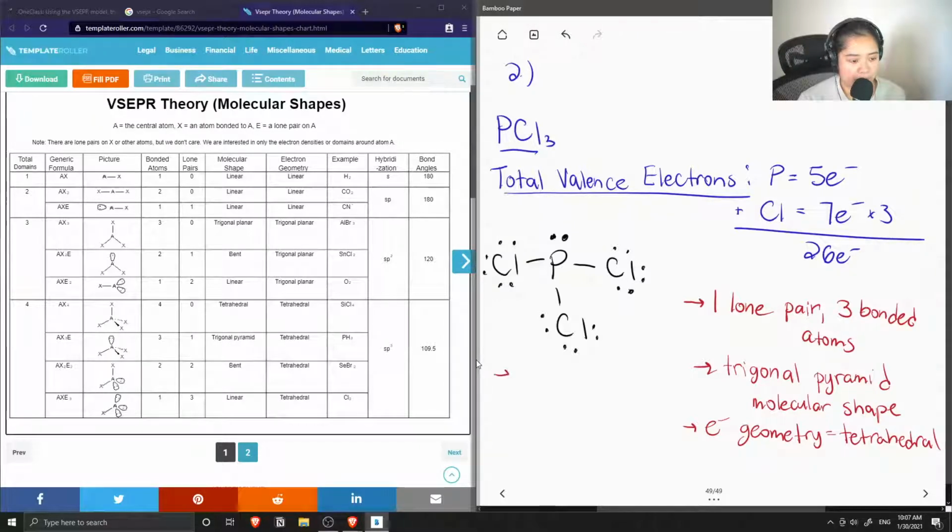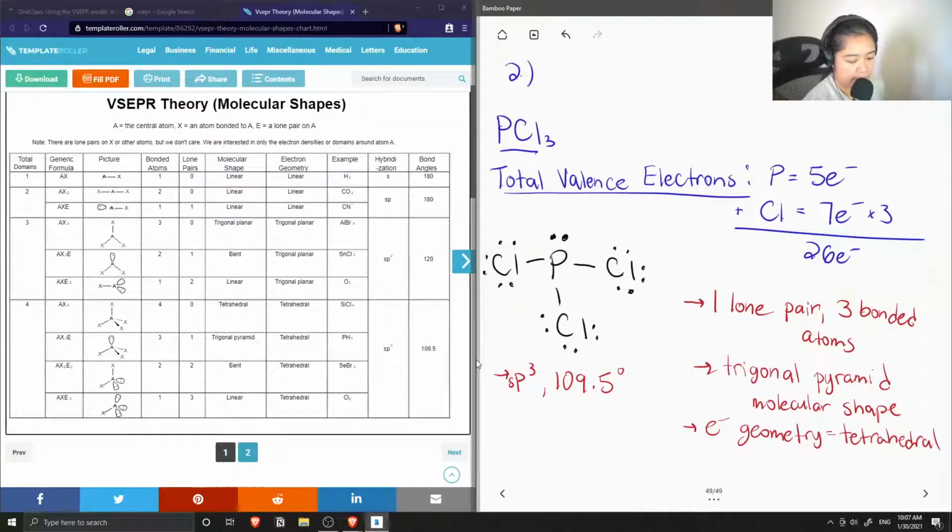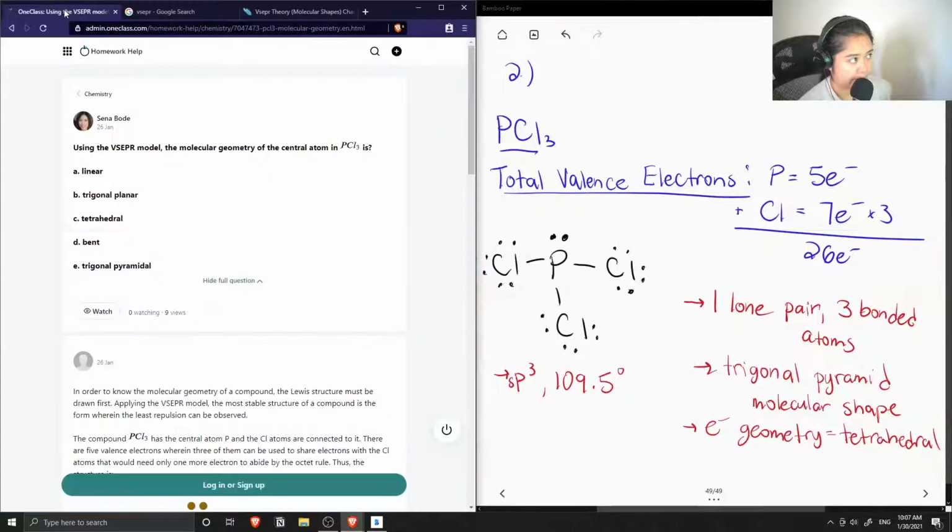If we look at our phosphorus atom, it is sp3 hybridized, and the bond angles between all of the charge clouds would be 109.5 degrees. Okay, so let's see what the junior tutor said. If we look at all our different options, then we would see that option E is our correct answer.